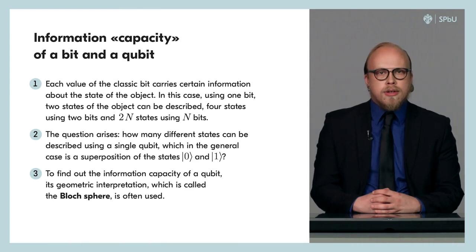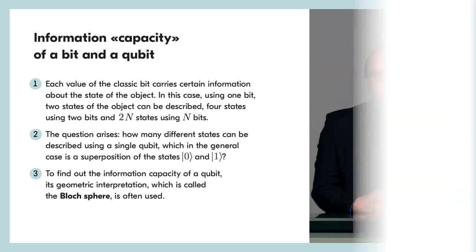In the examples with a coin and the traffic light, each value of the classic bit carries certain information about the state of the object. In this case, with the help of 1 bit, 2 states of the object can be described. With the help of 2 bits, we can describe 4 objects, and so on. In this regard, a natural question arises: how many different states can be described using a single qubit, which in general is a superposition of states 0 and 1? To answer it, we'll give one simple but very useful geometric qubit interpretation.